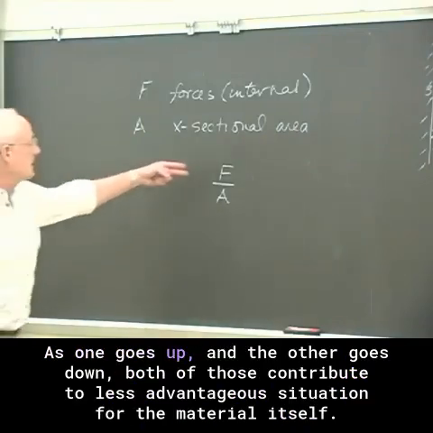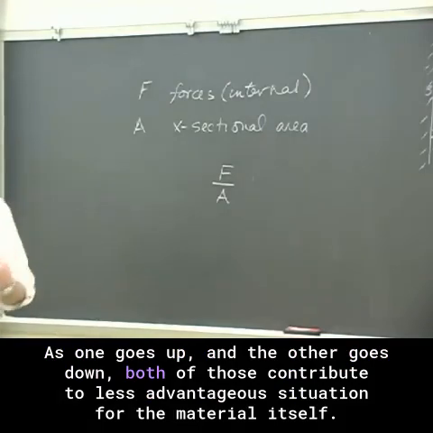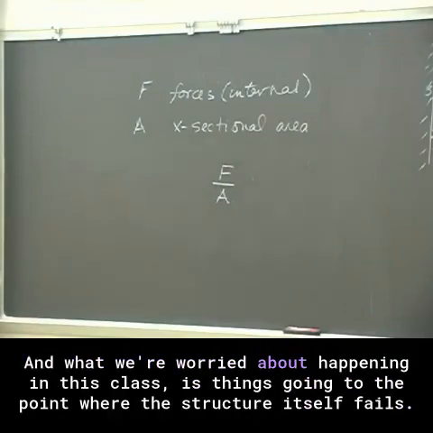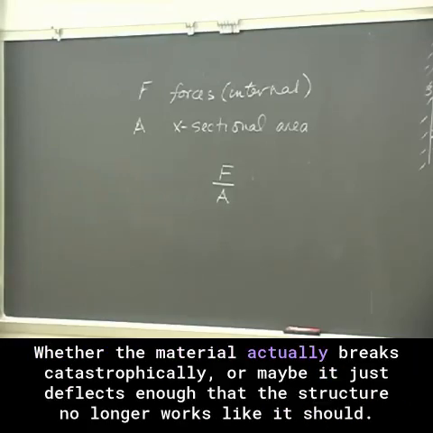As one goes up and the other goes down, both of those contribute to a less advantageous situation for the material itself. And what we're worried about happening in this class is things going to the point where the structure itself fails. Whether the material actually breaks catastrophically, or maybe it just deflects enough that the structure no longer works like it should.